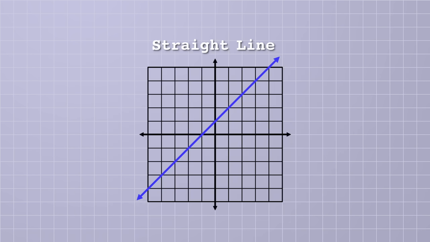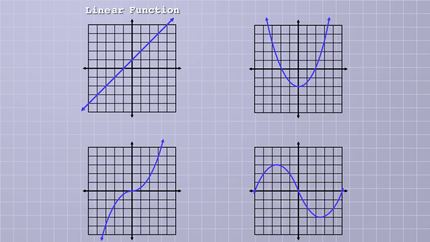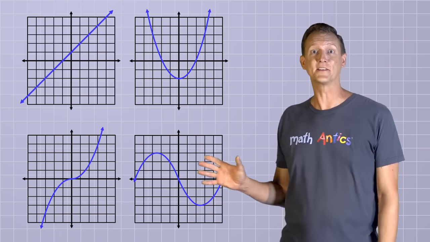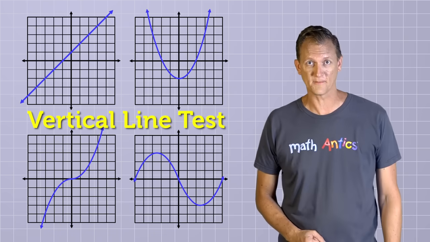It forms a straight line, and it's an example of what is called a linear function. In algebra, there are lots of different kinds of functions that have interesting graphs. Quadratic functions, cubic functions, trig functions, and many more. These graphs may look like just a bunch of squiggly lines, but they're all functions. And we can tell they're functions just by looking at their graphs because they all pass the vertical line test.